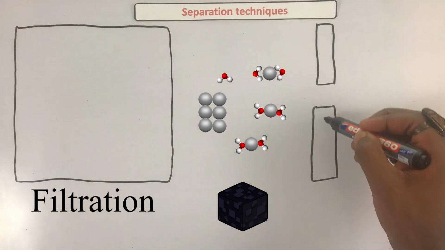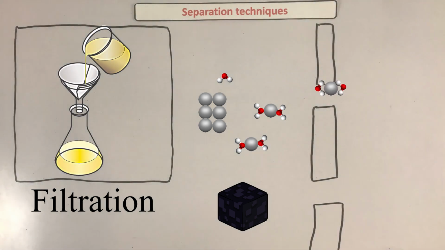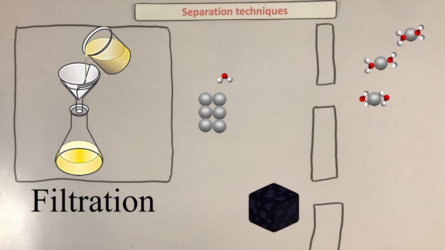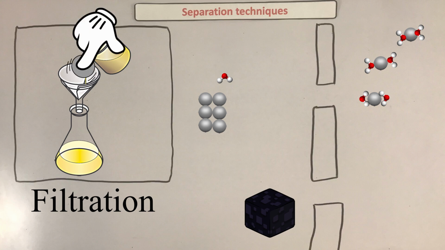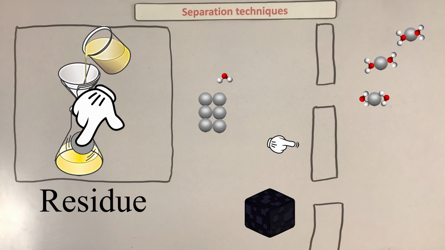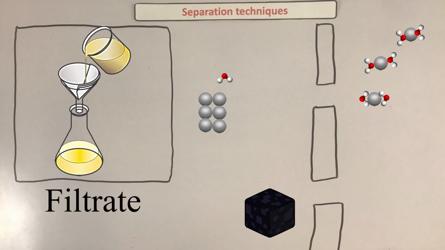Filter paper is made up of tiny gaps that are big enough to allow the dissolved substances to move through, but too small to allow the insoluble solids to move through. The solid at the top is called your residue. The liquid that makes it through your filter paper is called your filtrate.